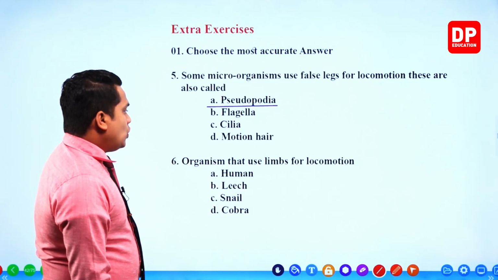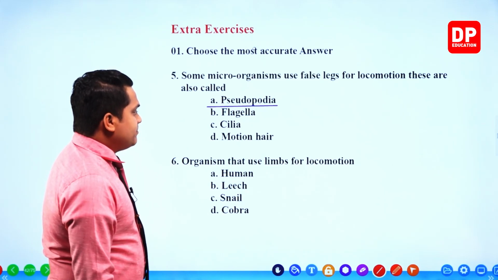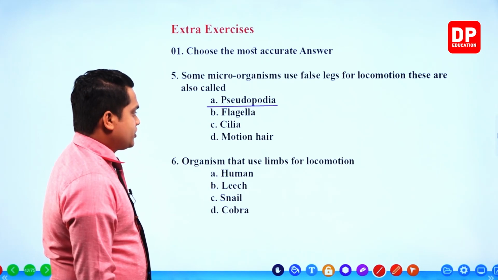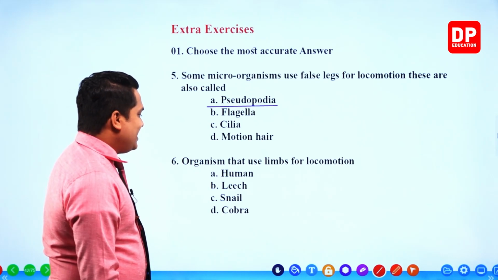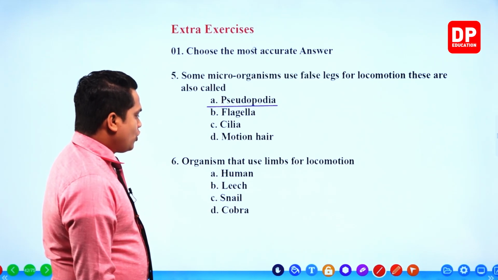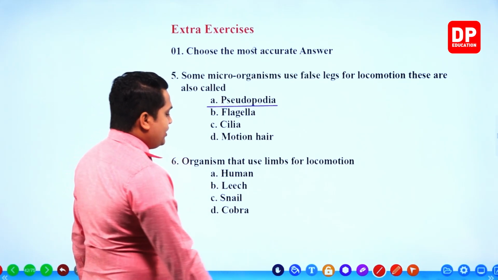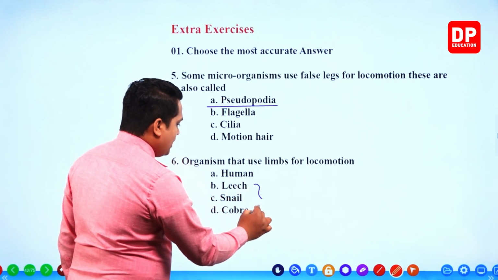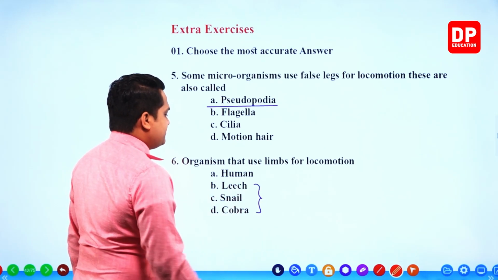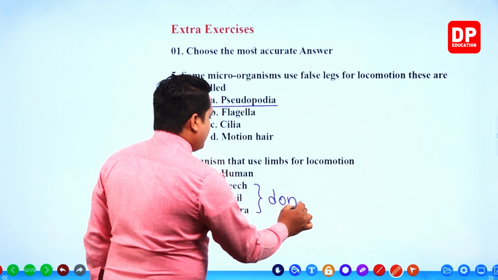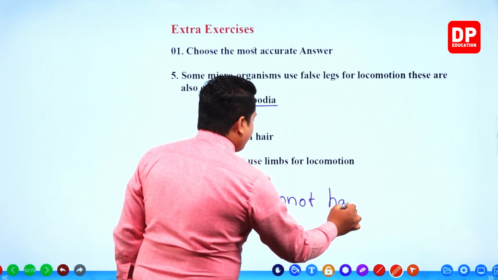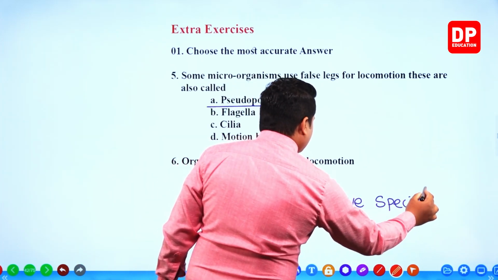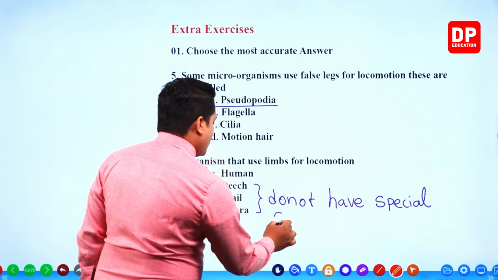Next one, organism that uses limbs for locomotion. Human, leech, snail, cobra. So my dear children, we know that if you take leech, snail and cobra, all of these organisms do not have limb structures.